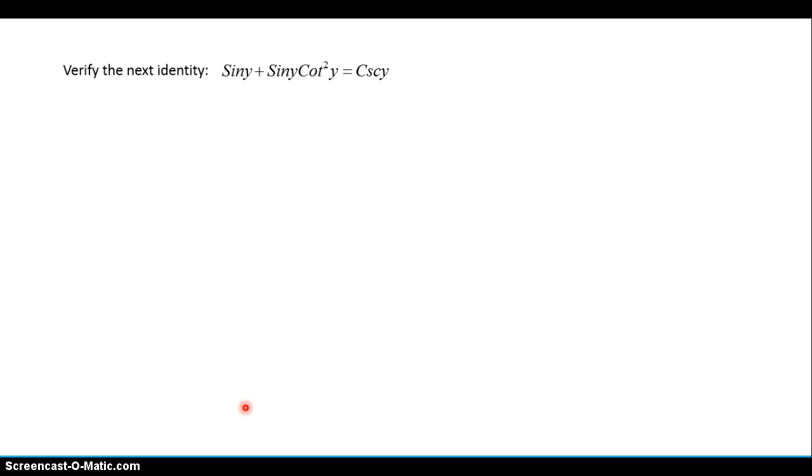Now, let's verify the next identity. The sine of y plus the sine of y times the cotangent squared of y equals the cosecant of y. Now, I'll give you a few minutes and we'll check our results.